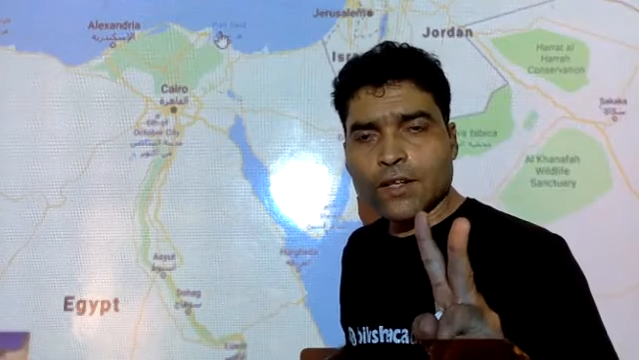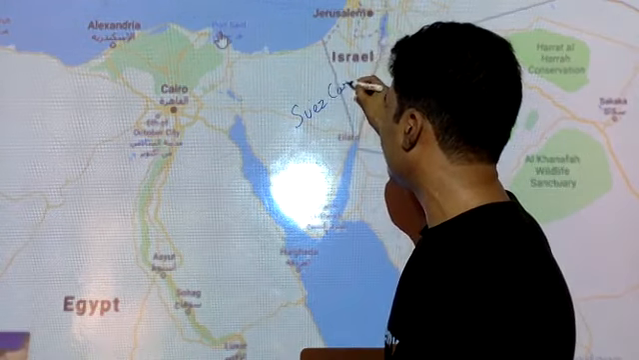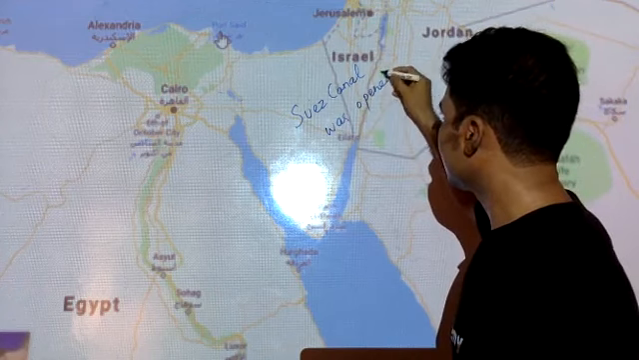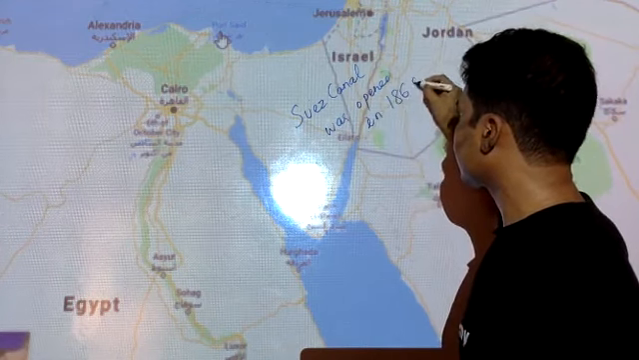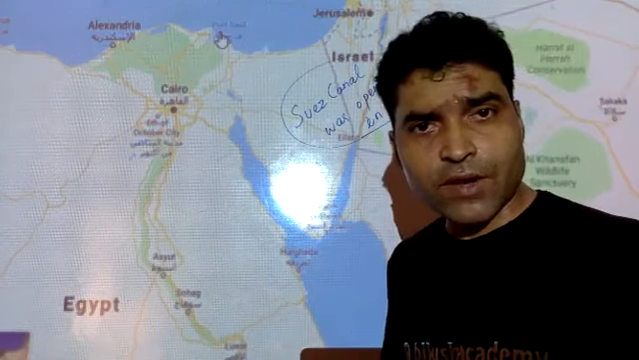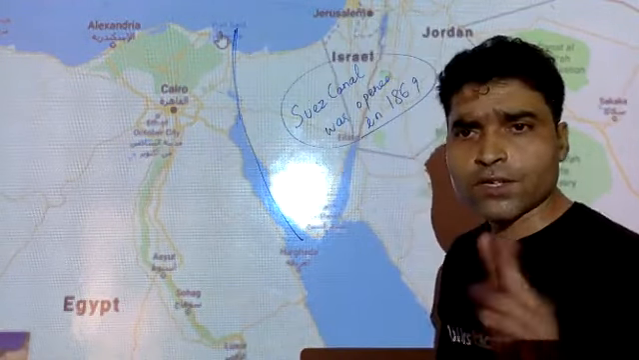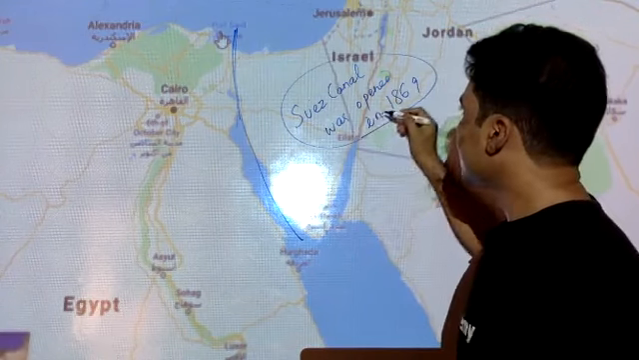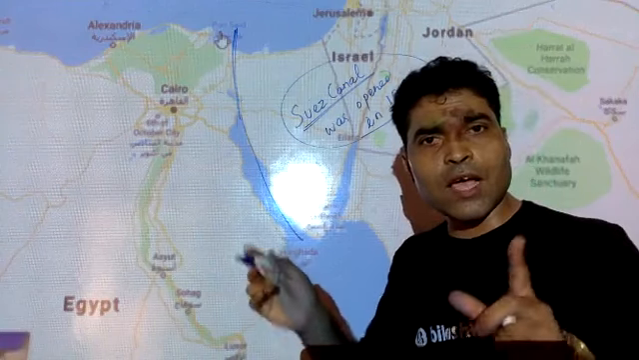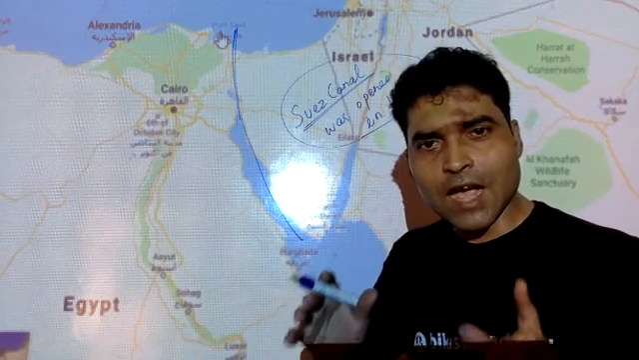There are two legs in Suez Canal, right? And this Suez Canal was opened in 1869. You have to remember, in 1869, Suez Canal was opened for traffic. And when Suez Canal was opened, the distance between Africa and the Asian countries decreased by nearly 7,000 kilometers. I'll show it right now.